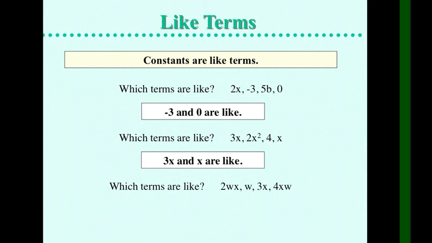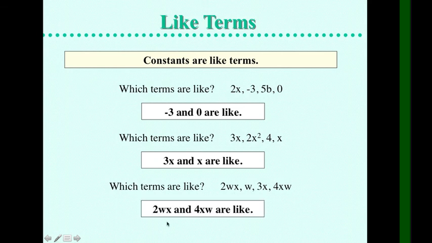Which terms are like: 2wx, w, 3x, and 4xw? So nakikita ko, parang wala naman. Or pwede kaya itong 2wx and 4xw? So let's see. 2xw and 4xw are like. Though hindi sila pareho ng arrangement, we still consider them as like terms or similar terms.